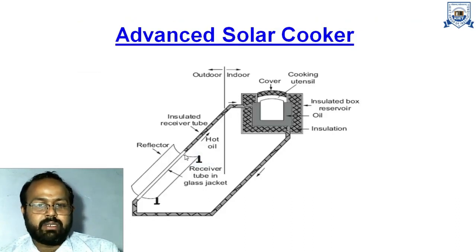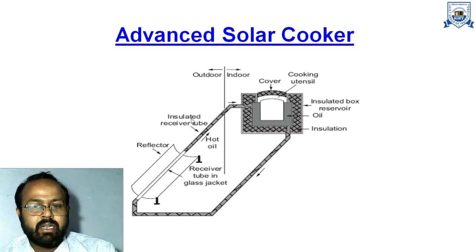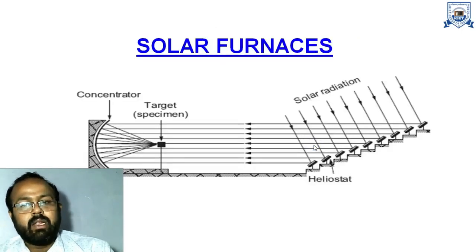This is the advanced solar cooker. In this we use solar trough collectors, insulated receiver tubes, and a cooking utensil to improve their enhancement. So in this particular enhancement we use the insulation layers and the receiver tubes in glass jackets.